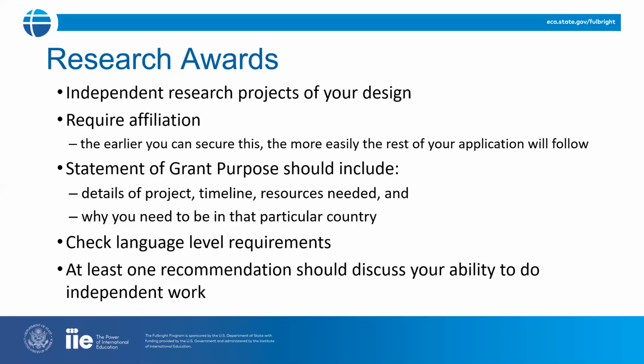In the case of research awards, your statement of grant purpose definitely needs to have really specific details of that project, including a timeline, right? You have 8 to 10 months. How are you spending that time? Are you doing research first and then writing it up later? Is it all happening simultaneously? Things like that. You want to address the resources that you need. And ultimately, with any Fulbright, you really need to address why you need to be in that particular country to do this project, right? What is that connection between your idea and what that country has?